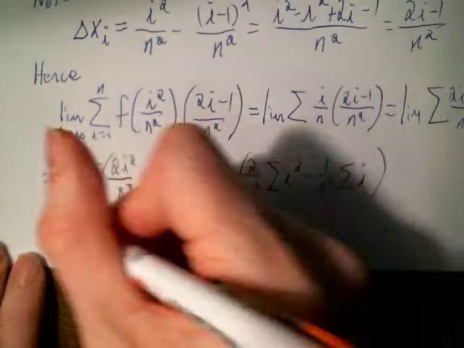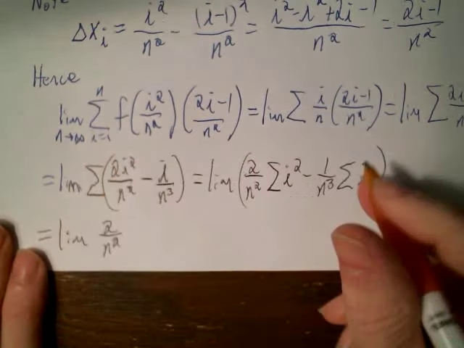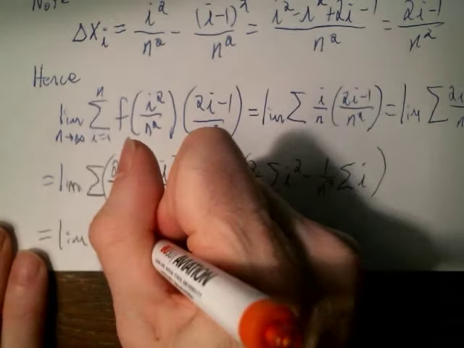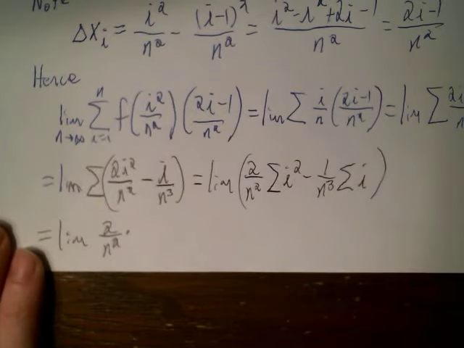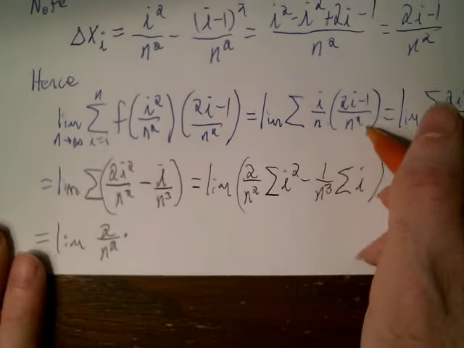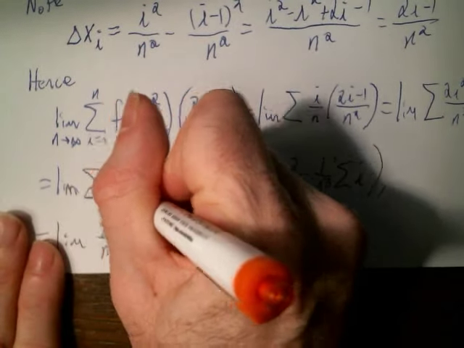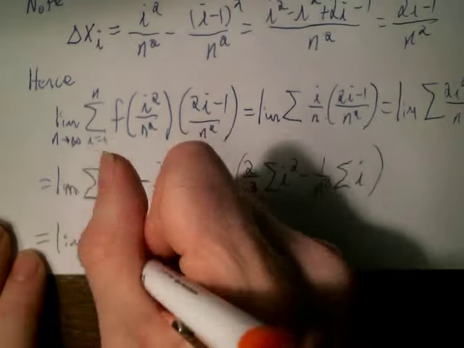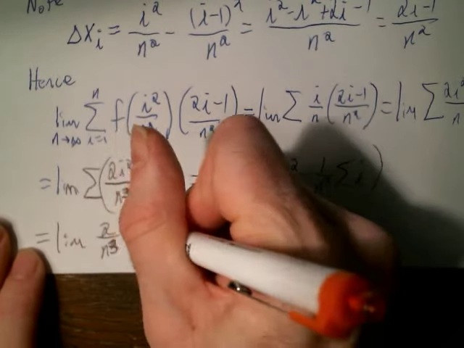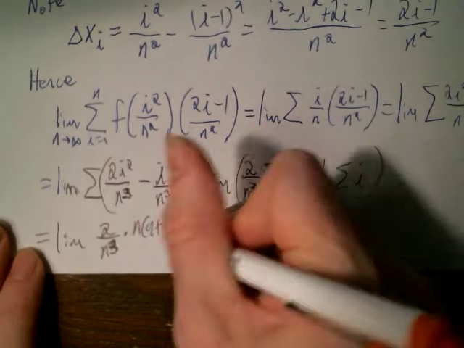This thing then will have the limit of 2 over n squared times the sum of i squared, which is going to be, obviously, I lost something. Up here, n times n squared is n cubed. So this would be n cubed. I got it right there, but I missed it here. So this is an n cubed. So 2 over n cubed times n times n plus 1 times 2n plus 1 all over 6.